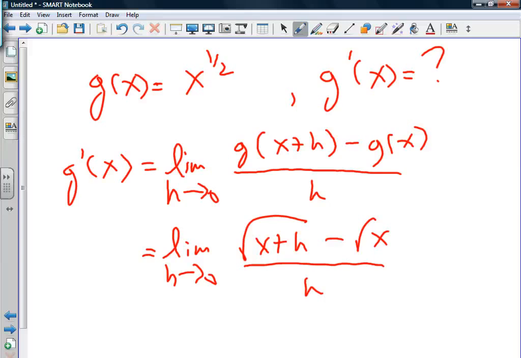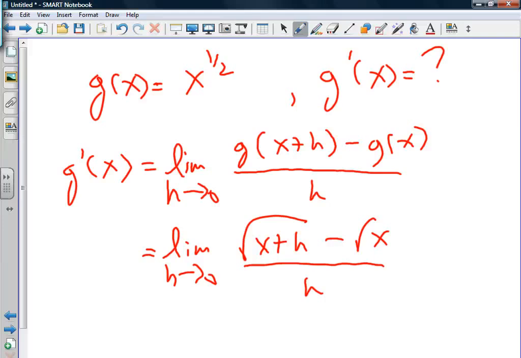No? Has anyone heard of conjugates? What's a conjugate? The opposite? Not exactly the opposite. Right. If you take the conjugate of the numerator and you multiply top and bottom by that, you're going to find a much simpler expression. Now notice all we're doing is multiplying by 1. That's legal, right? If you multiply by 1, does anything change?